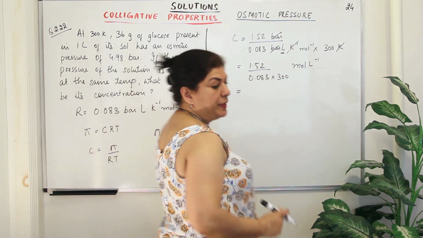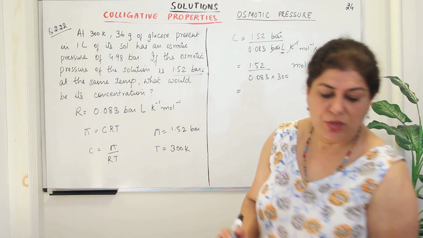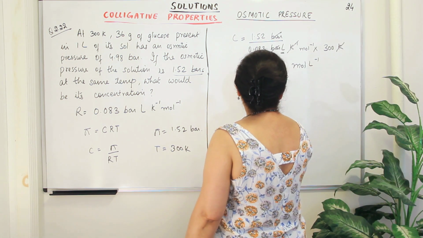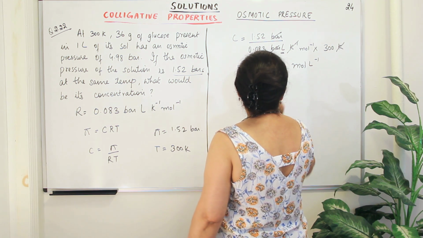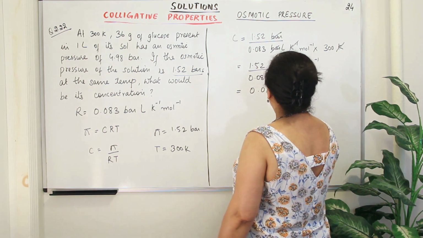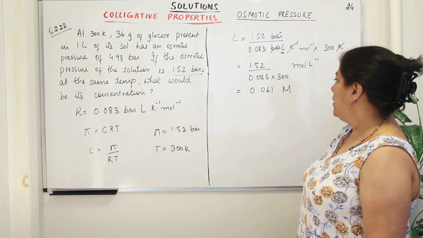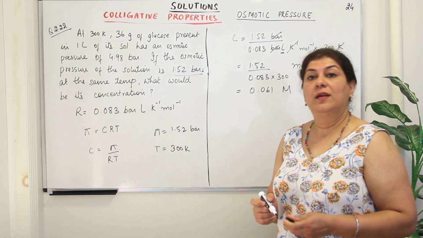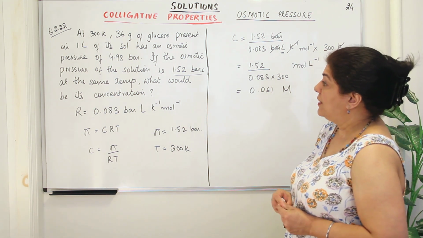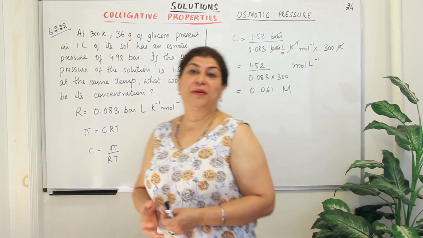So when you solve the numerical part of this, what will you get? You will get 0.061 mole per liter, which is equal to molarity. That is moles per liter, or capital M. So 0.061 molar solution would be the concentration of the solution. So this was osmotic pressure.